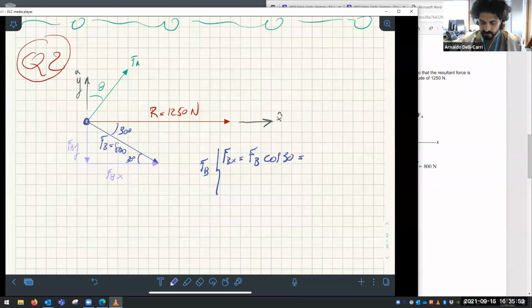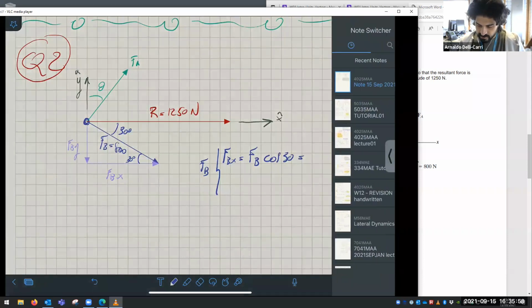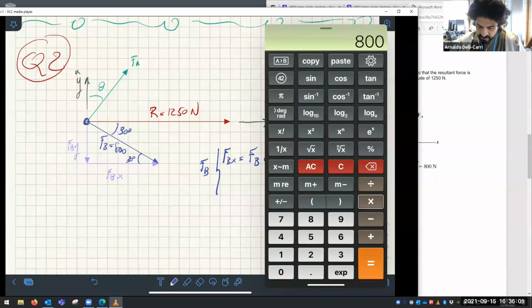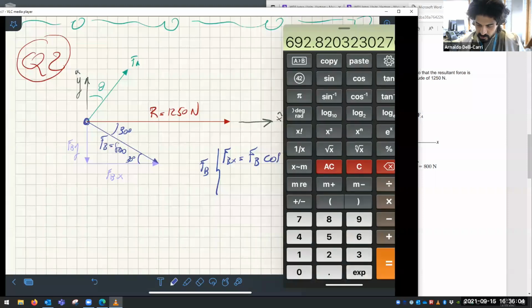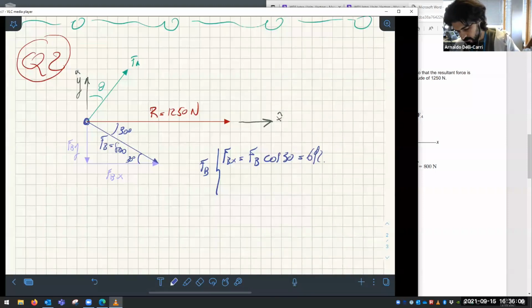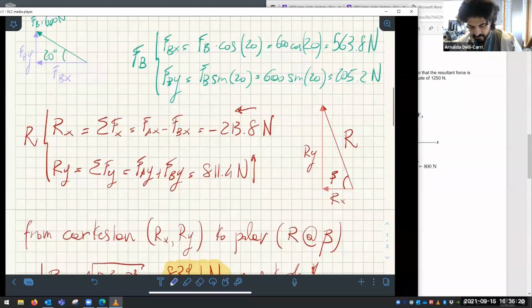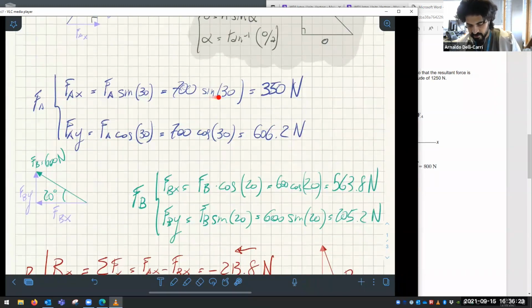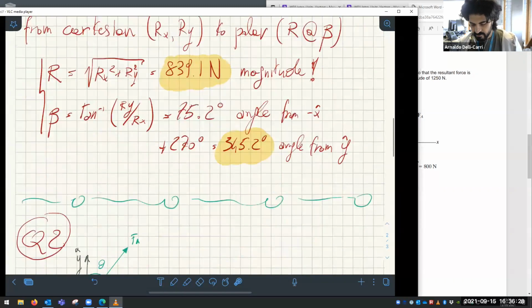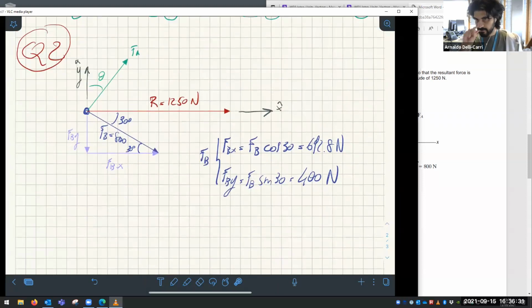And now you help me out. You do this calculation. How much is 800 times cosine of 30 degrees? I'll start it anyway. 800 times cosine of 30 degrees, 692.8. And FBY is, of course, FB sine of 30 degrees, which is 400 newtons, because I told you earlier that the sine of 30 degrees is 0.5. So 800 divided by 2 is 400.